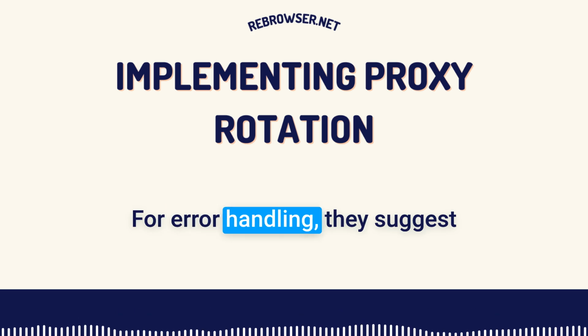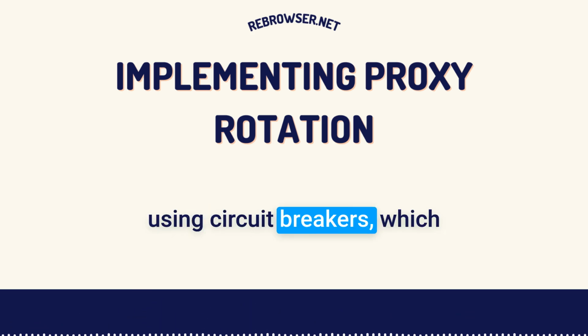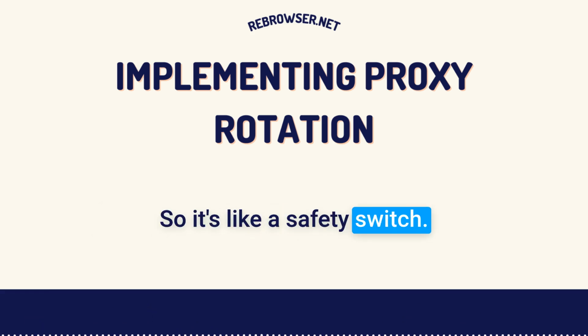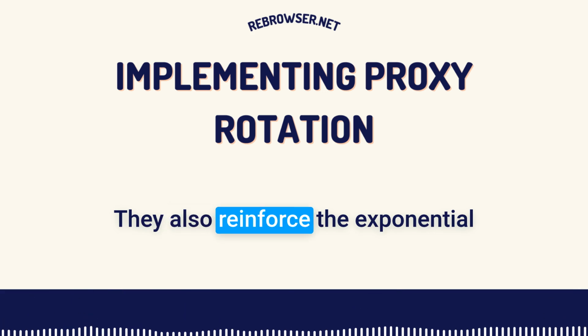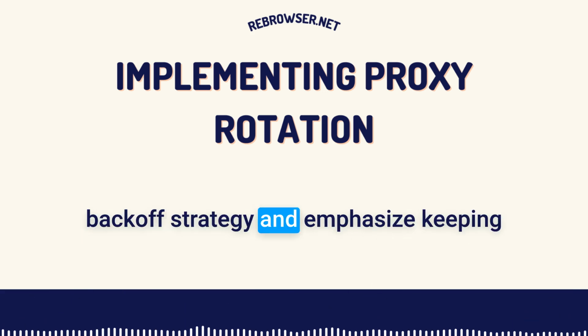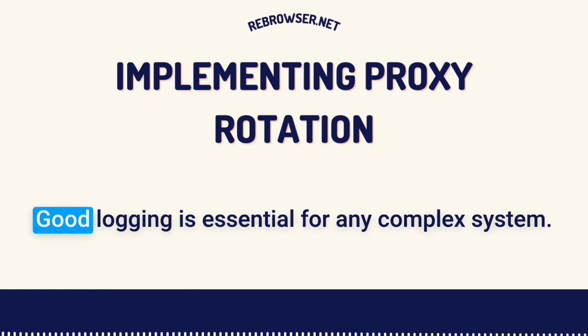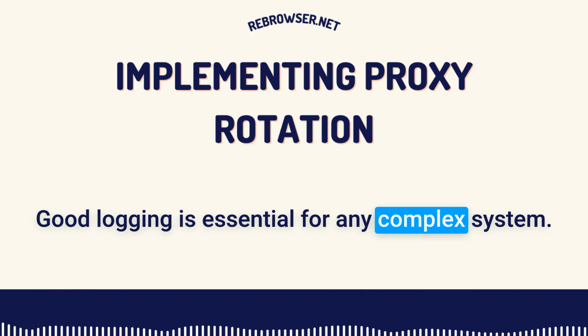For error handling, they suggest using circuit breakers, which temporarily stop using failing proxies. So it's like a safety switch. Exactly. They also reinforce the exponential backoff strategy and emphasize keeping detailed logs of errors for troubleshooting. Good logging is essential for any complex system.